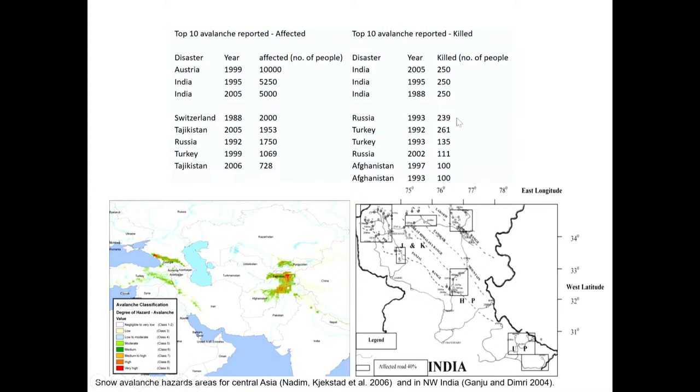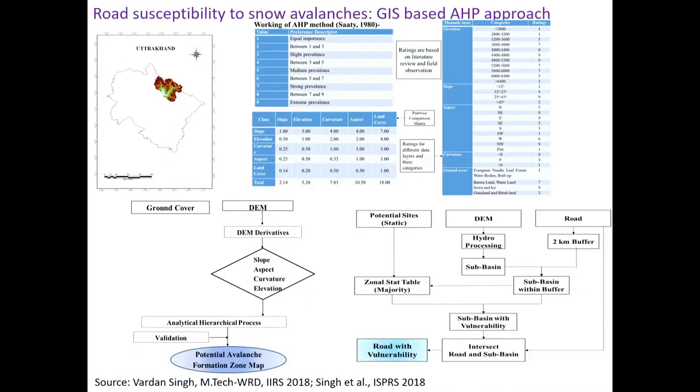So you can see here the avalanche causes huge damage to both human and the property. So we have done the susceptibility to snow avalanche. We have done one analysis using the AHP approach, analytical hierarchy approach. In this, we have used different parameters. We have taken only the static parameters: slope, aspect, curvature, elevation, and we have done the potential avalanche formation zone mapping.